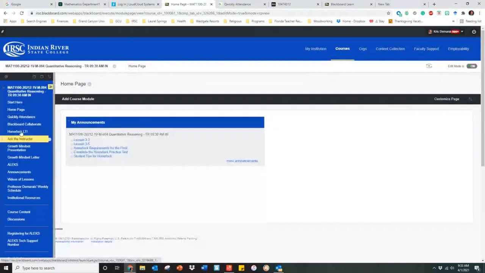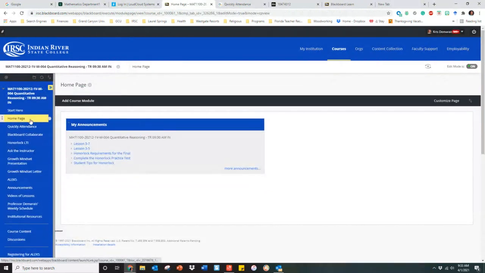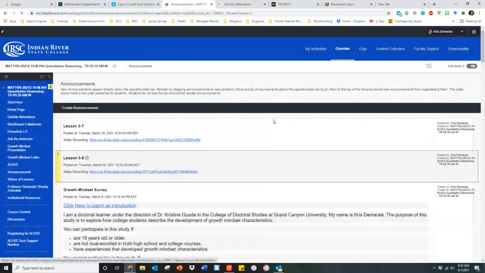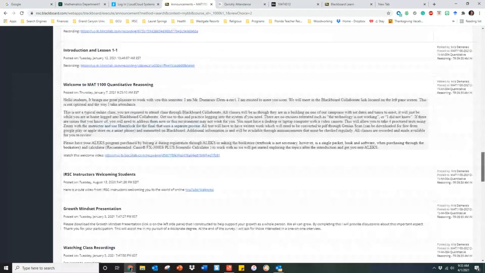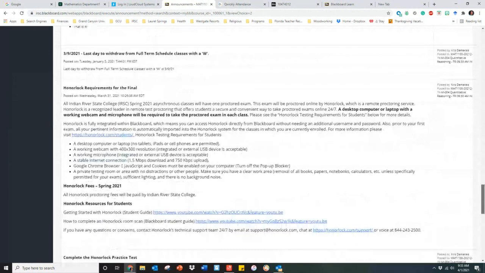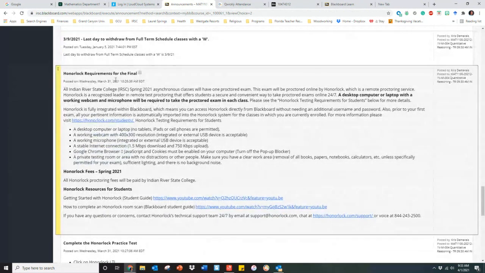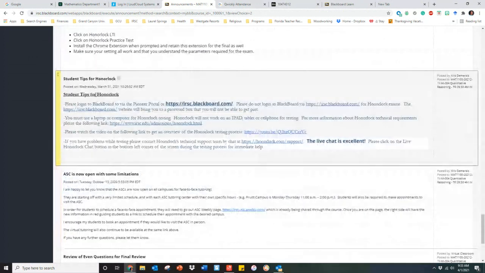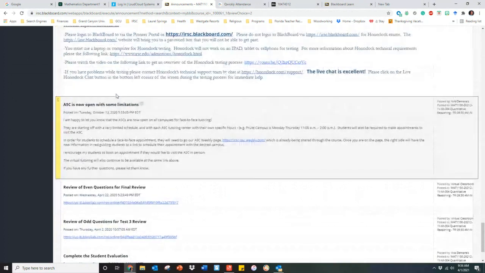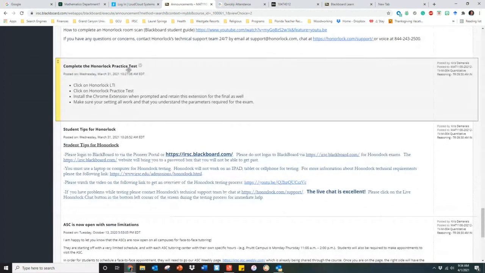All right. So to help you identify some of the requirements, just in case before you go to the practice test, you're not sure if your system requirements are met, come here. And I do have all this posted. So you come down, you'll see down here, and I didn't make it the forefront because it's not the most important thing, but down here, see the Honorlock requirement for the final. All right. And then you'll see further down, study test for Honorlock. And then a reminder about complete the Honorlock practice test.